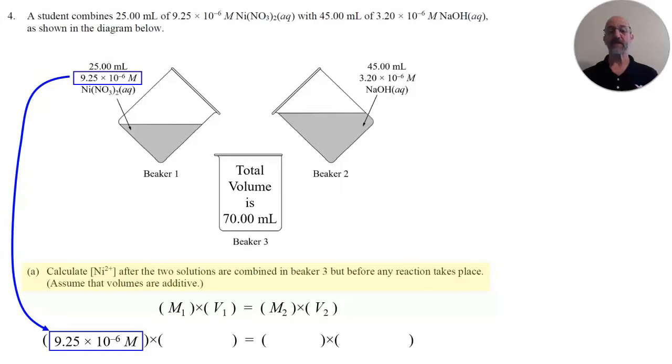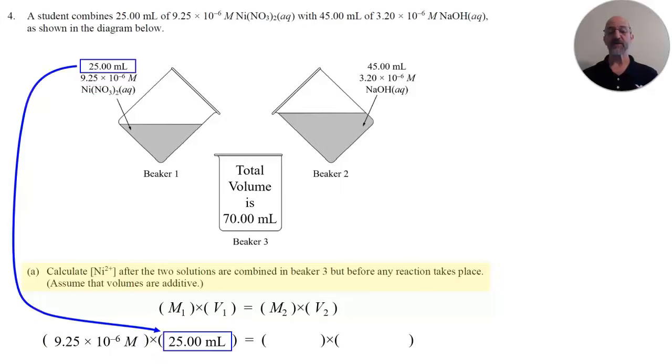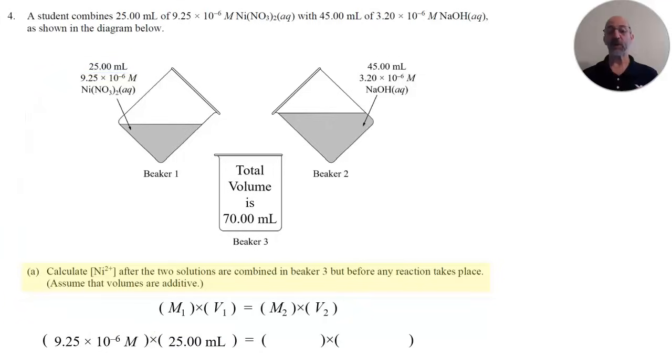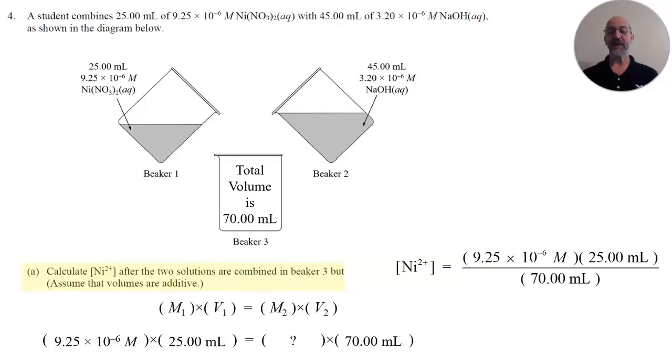I'm going to go ahead and leave the volume in units of milliliters. What's my M2, or my new molarity? Well, let's pretend that we don't know what that value is yet. So I will just call that a question mark. And the new volume would be 70 milliliters. So we should get the same answer that I showed you earlier, but now the calculation would look like this. Let's solve for the question mark, or the unknown concentration of the nickel 2+ ion in beaker 3 by doing 9.25 times 10 to the negative 6 times 25 and then divided by 70.